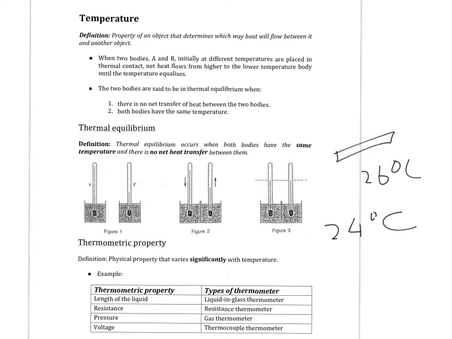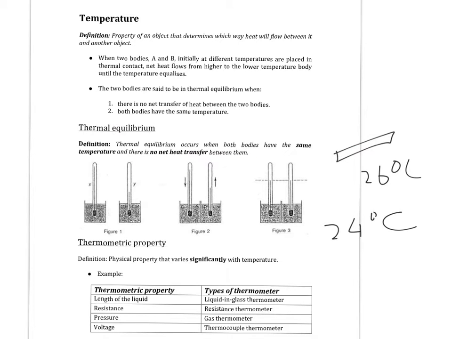So if we look at another example here, where you have two objects x and y placed together, you will see that x is at a higher temperature than y. So when you place them together, there will be net heat transfer from x to y. As heat is transferred from x to y, the temperature of x will drop and the temperature of y will increase. And this will keep happening until they reach the same temperature. And when they reach the same temperature, we say that these two objects are in thermal equilibrium. So thermal equilibrium occurs when both bodies have the same temperature and there's no net heat transfer between them.